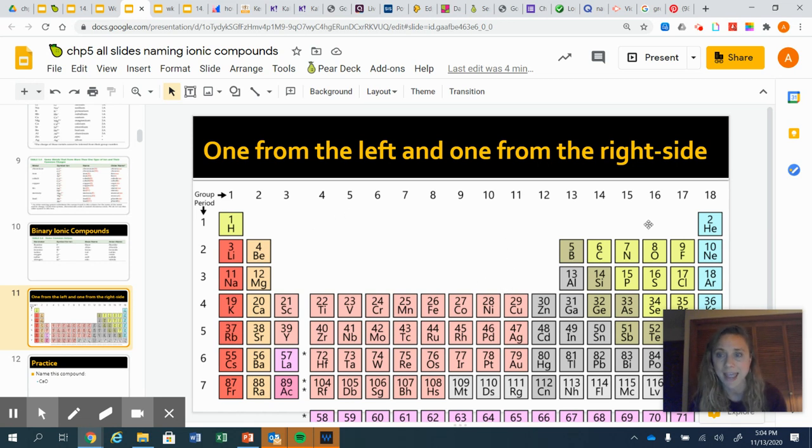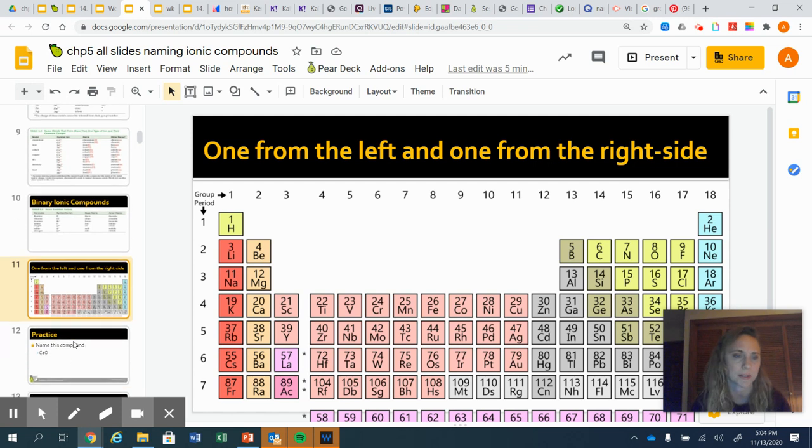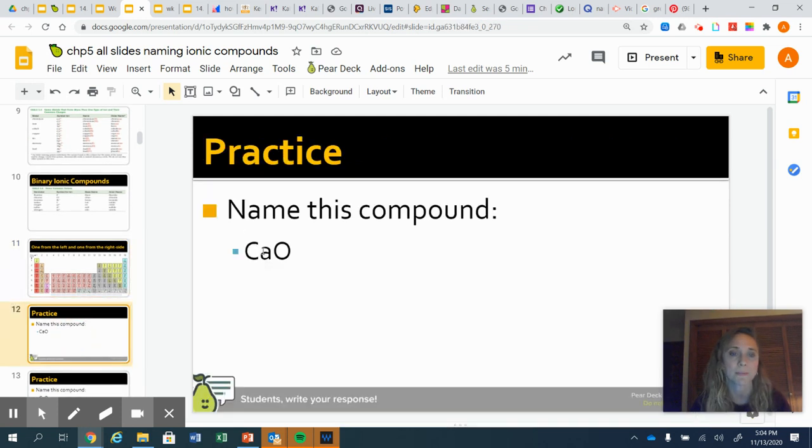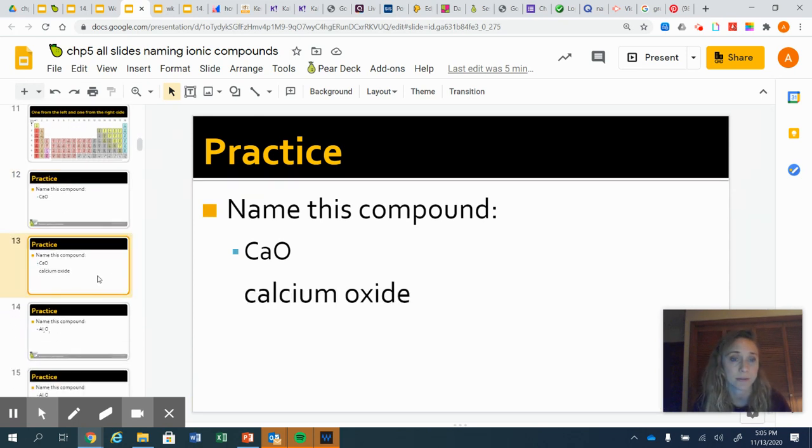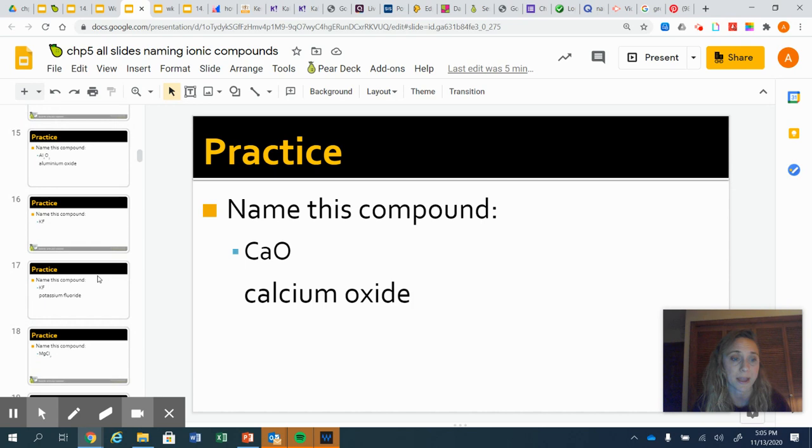And then something from the right side will be an anion, because we learned that they want to gain electrons. They want to be negative. So we're going to have one type of cation, one type of anion element. And in this corner, they're all negative, like in the yellow spots. So to name this compound, CaO, that's calcium oxide. And I think that's all we're going to review for that.